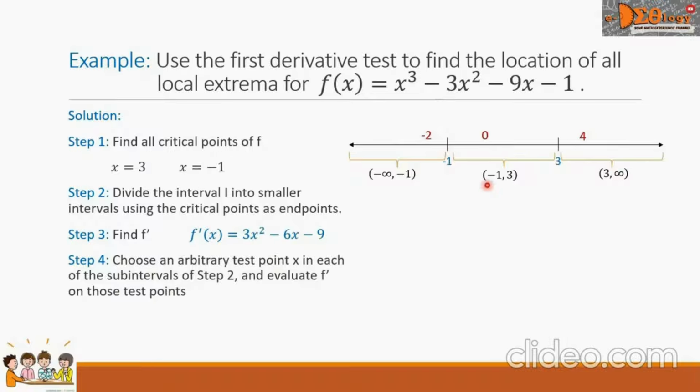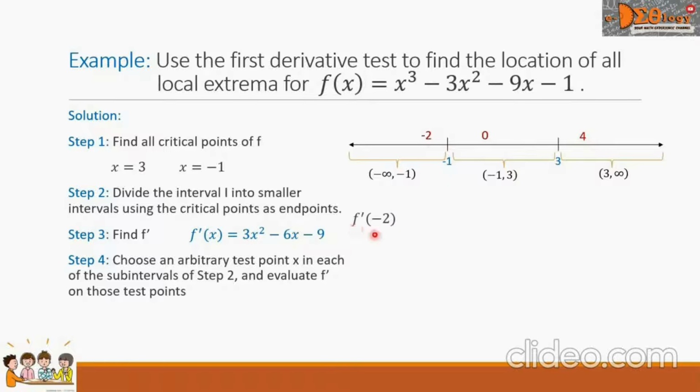On the interval from -1 to +3, we know that 0 is part of this interval, so we can choose the number 0. On the third interval, we can choose the number 4. That is the first integer after number 3. Now, let us evaluate the f prime or the derivative on those test points. Let's start with this -2.